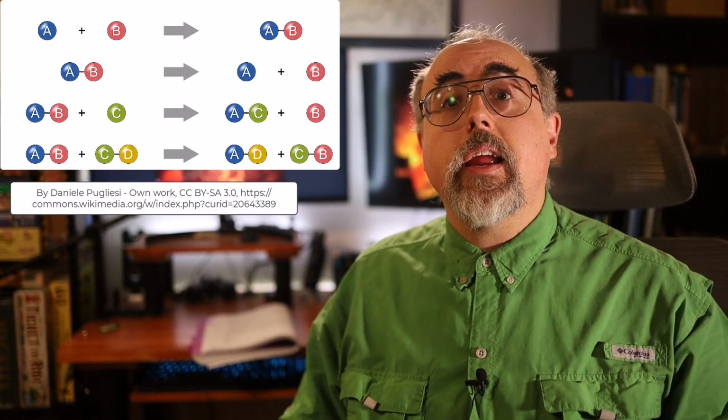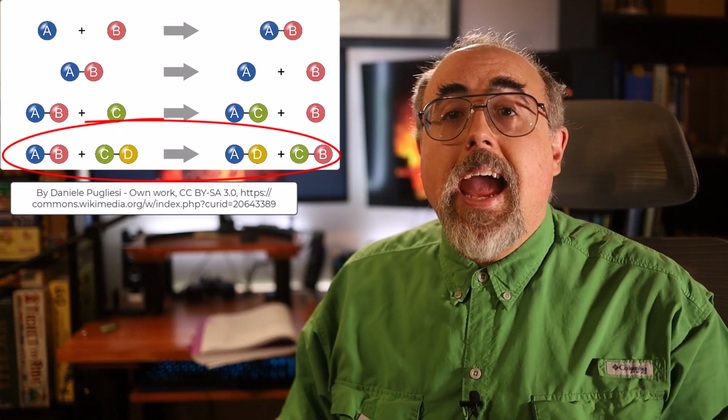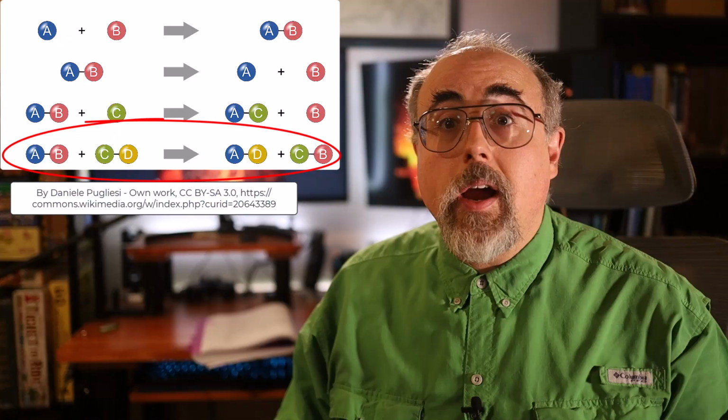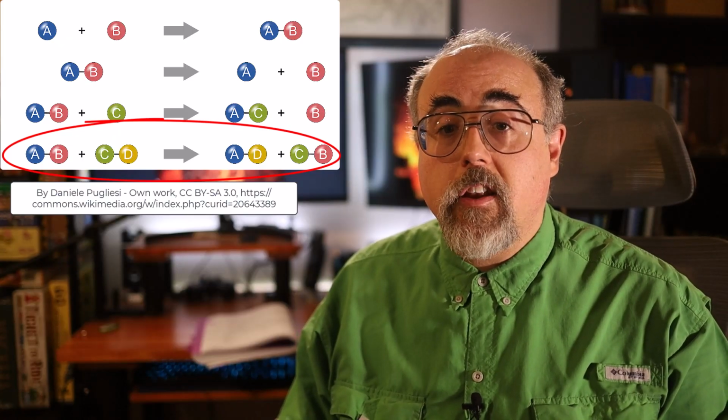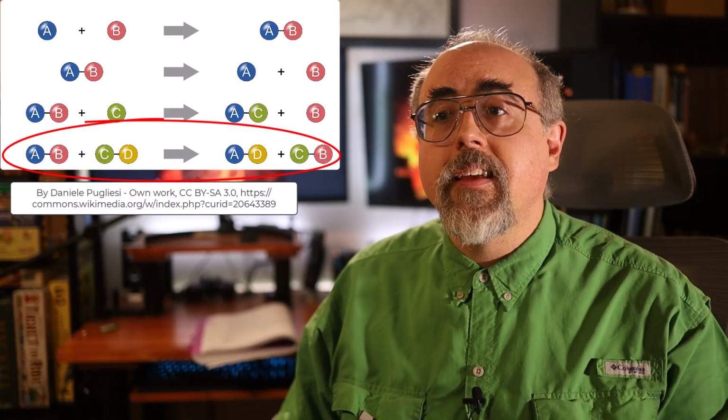The last of the lot is double displacement or double replacement, whichever you want to call it. And in that case, we are going to take two ionic compounds, so two salts, and we're effectively going to trade cations or anions, either way we want to phrase this.